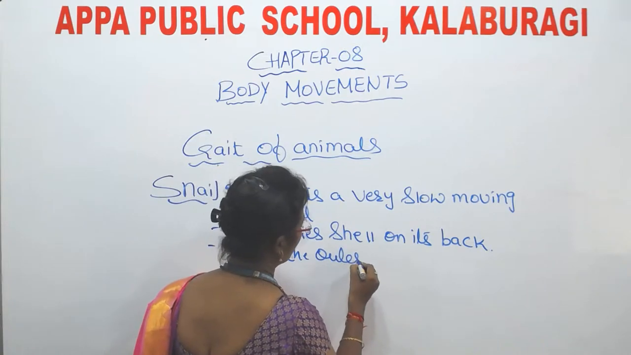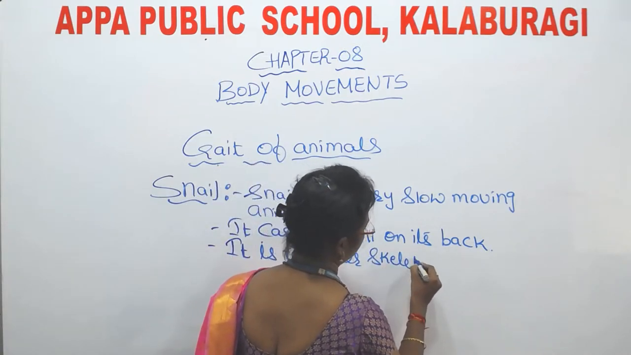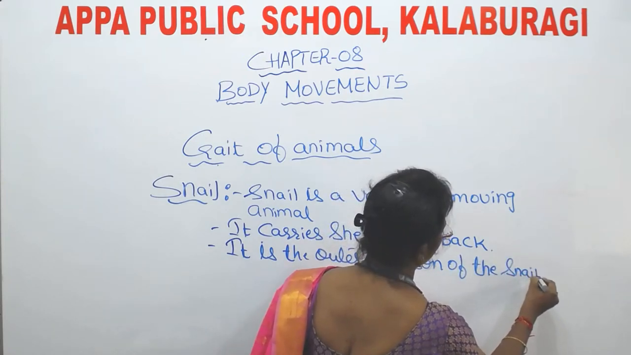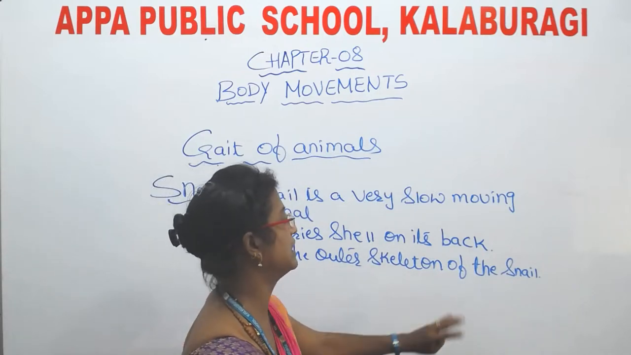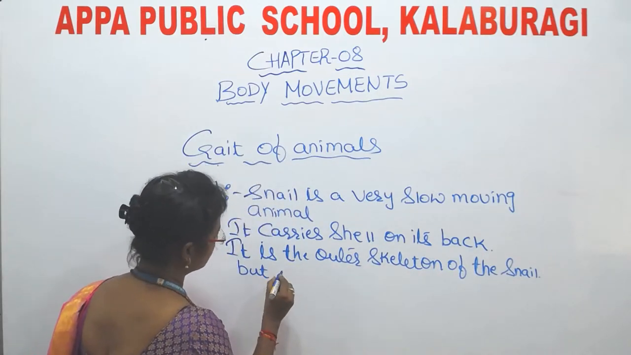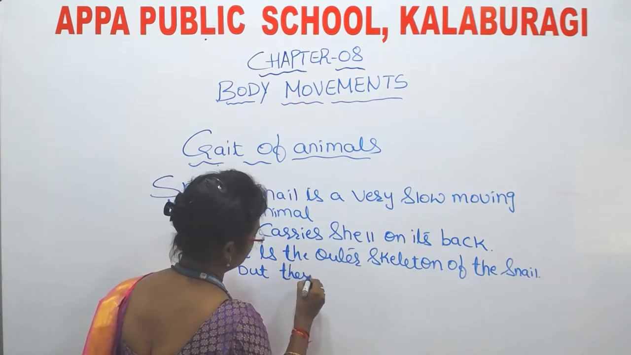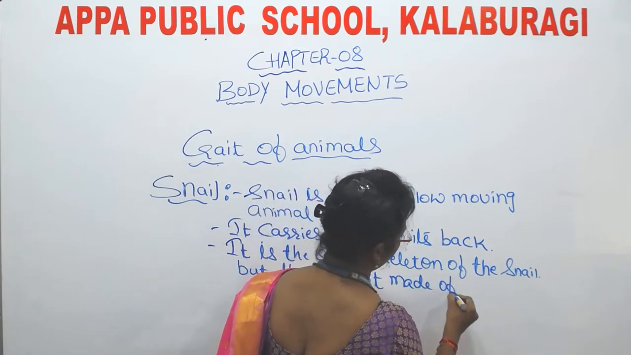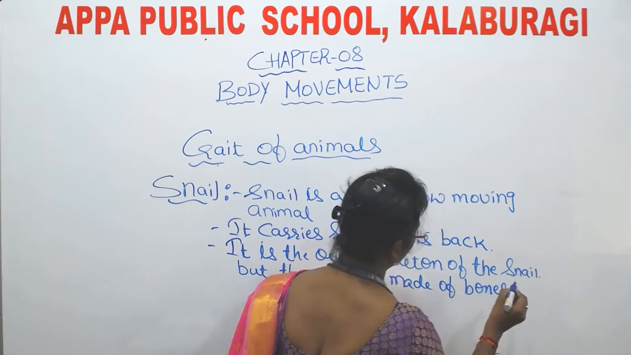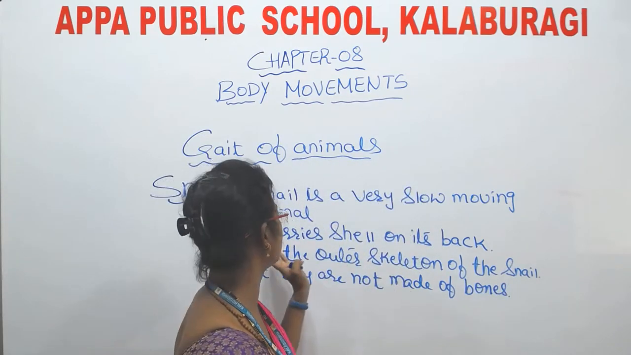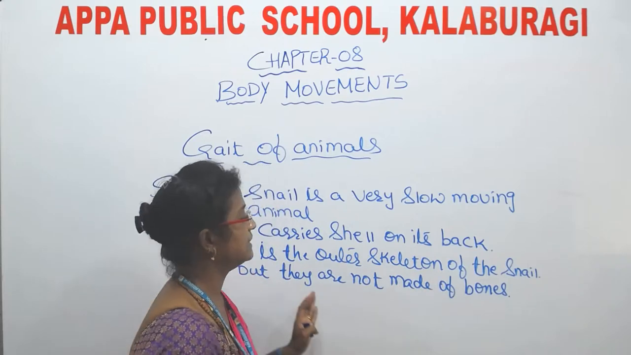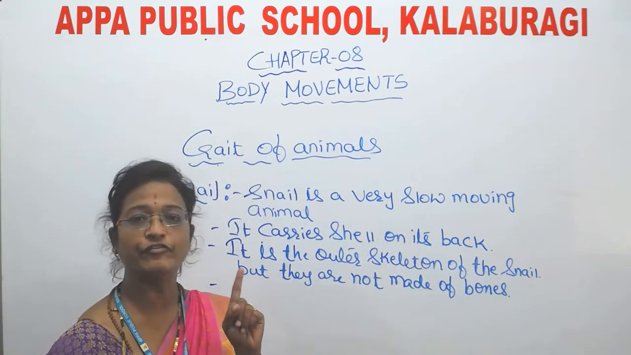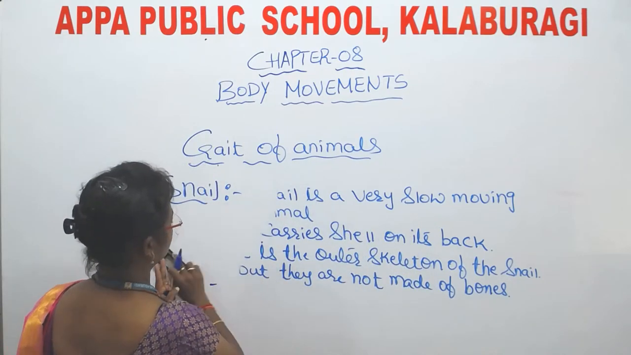Here the shell is the outer skeleton of the snail, but they are not made of bones. So it is the outer skeleton. The shell is the outer skeleton of the snail, but they don't have bones. And now here, the snail has only one foot, isn't it? So let me write here.